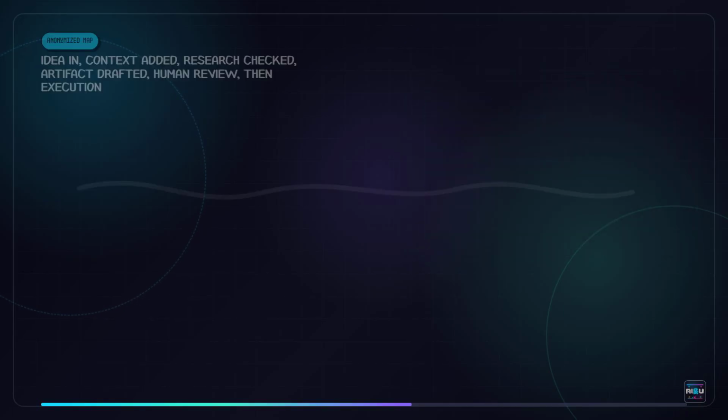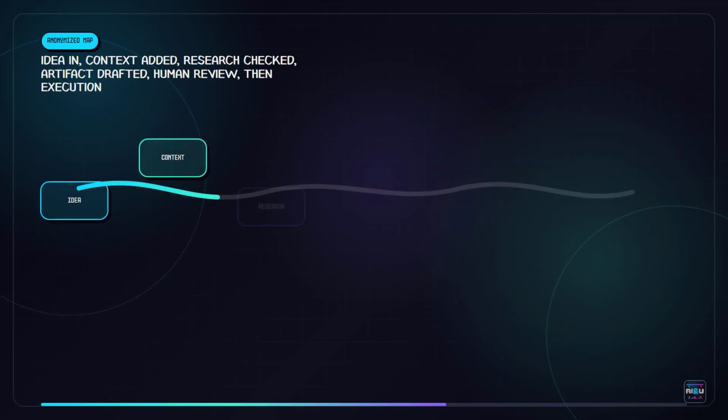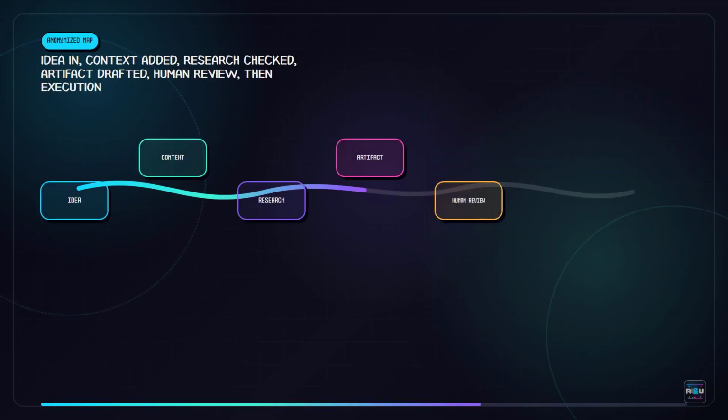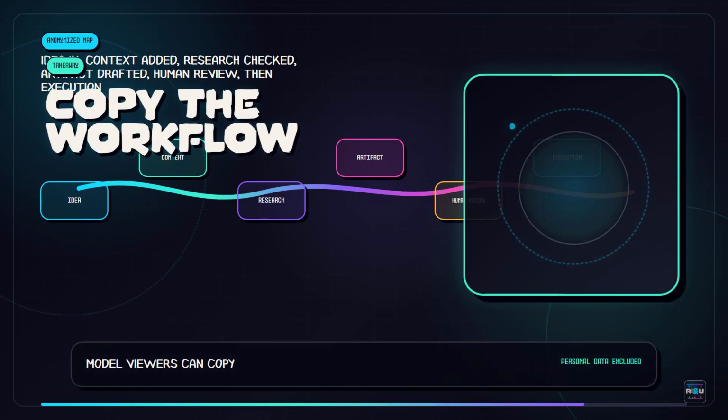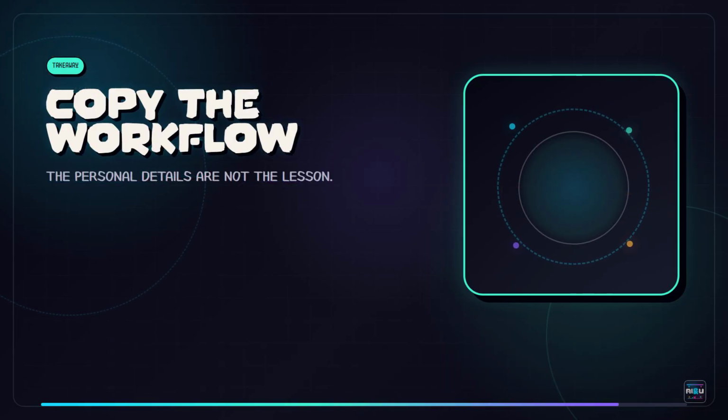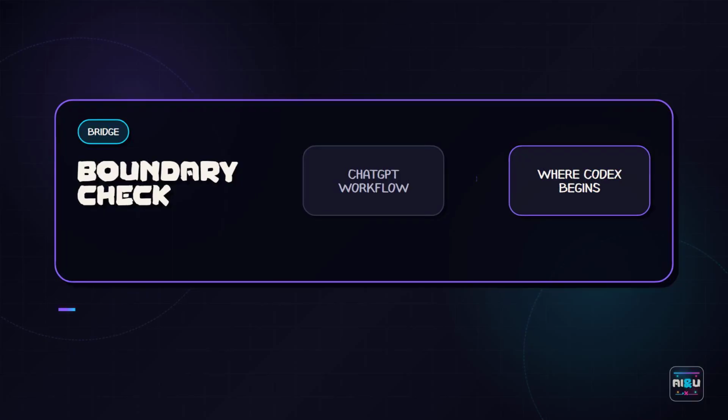The right visual is an anonymized map. Idea in, context added, research checked, artifact drafted, human review, then execution. That is the model viewers can copy. The personal details are not the lesson. The workflow is the lesson.